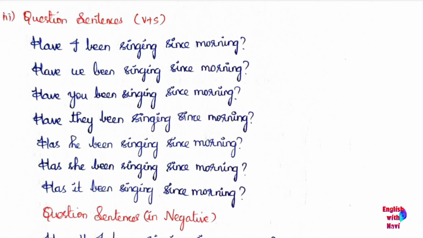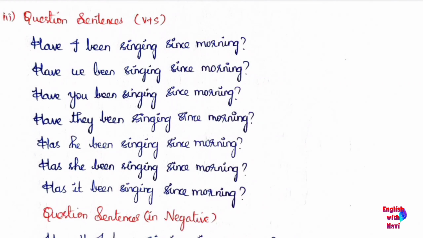Say for example, just look at the screen, what do you see here? Have I been singing since morning? Have you been singing since morning? Have they been singing since morning? Has he been singing since morning? Has it been singing since morning? So these are positive question types. Alright, that's how you end up using positive questions in present perfect continuous tense.